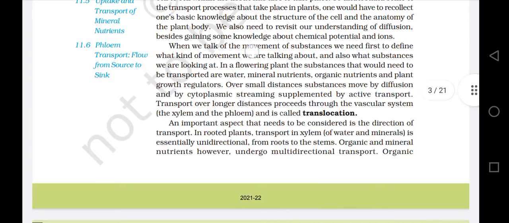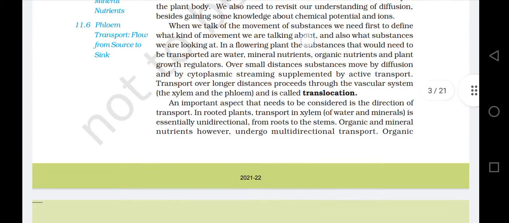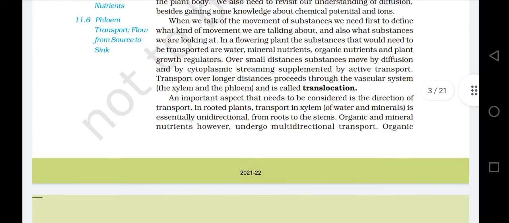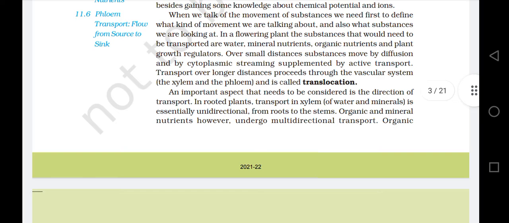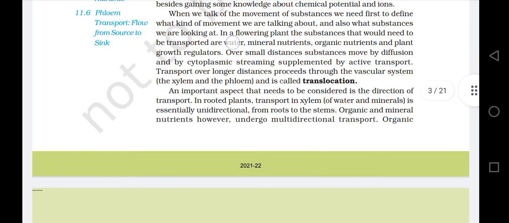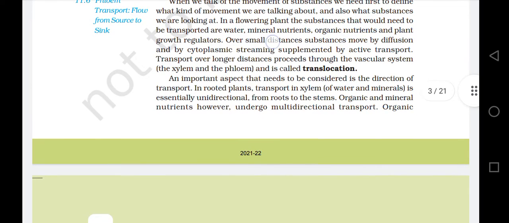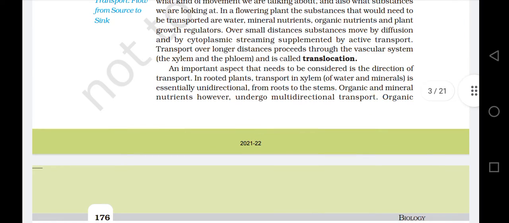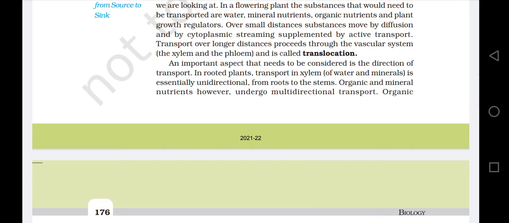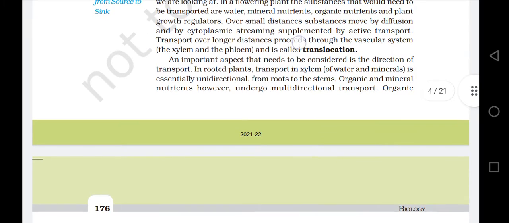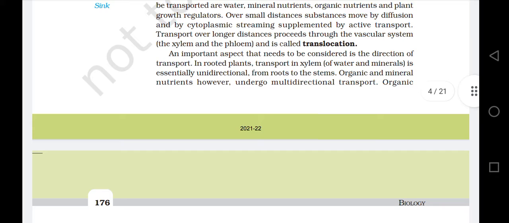When we talk of the movement of substances, we need first to define what kind of movement we are talking about and also what substances we are looking at. In a flowering plant, the substances that would need to be transported are water, mineral nutrients, organic nutrients, and plant growth regulators. Over small distances, substances move by diffusion and by cytoplasmic streaming, supplemented by active transport. Transport over longer distances proceeds through the vascular system, the xylem and the phloem, and is called translocation.